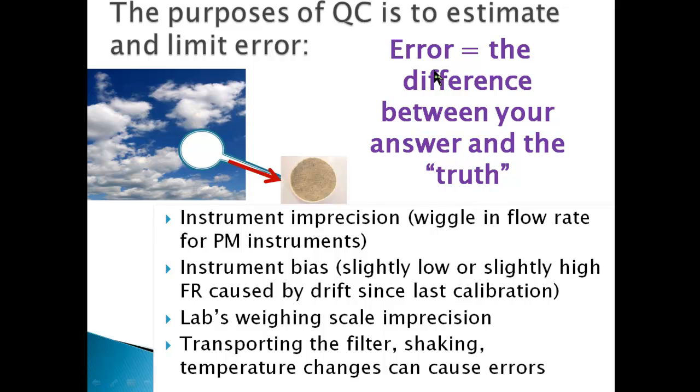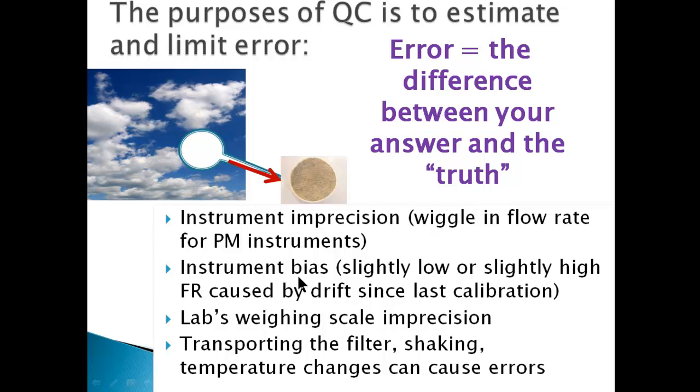But what are the components of error? Well, first of all, you've got instrument imprecision. And the greatest factor for imprecision for particulate matter measurements is the wiggle, or the slight variation in flow rate. You know the flow rate cannot possibly be constant. There are going to be breaks in the voltage at some point. Just slight wiggles will cause wiggles in flow rate. It could cause drifts in flow rate too, where it slowly drifts slower and slower. And that's the critical thing for PM, the flow rate.